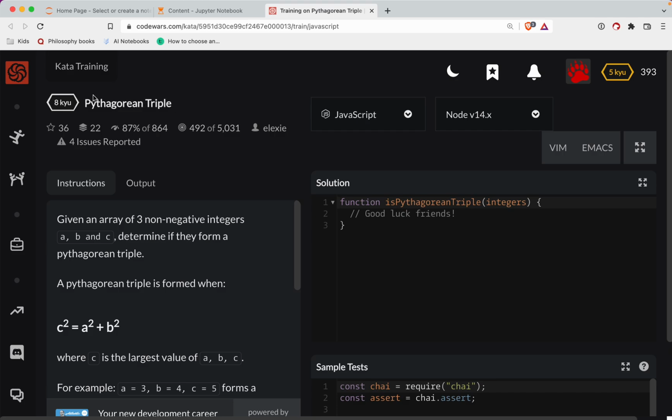This one's a level 8. We're doing it in JavaScript. It's called Pythagorean Triple. As always, there's a link to the challenge in the show notes. Try it out, and then you've always got the video to fall back on if you get stuck.